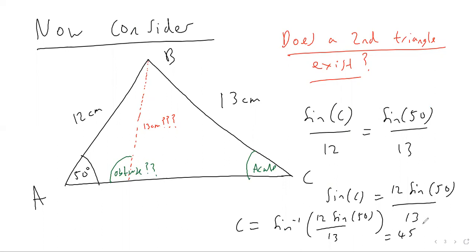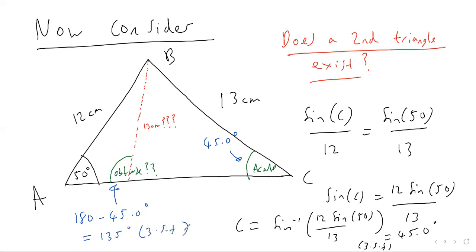So 45 degrees, well, 45.0 to 3 significant figures. Let's just do it to 3 significant figures. So that's going to be our angle here. This angle there must be 45.0 degrees. So using our trick to get the obtuse angle, we just do 180 minus 45.0 degrees. That would be 135 degrees to 3 significant figures.